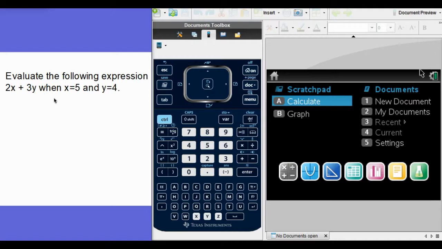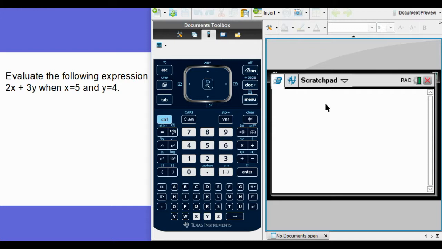So whenever you see that you're supposed to evaluate, the first thing that we want to do is come over to the scratch pad and choose the calculate. So I'm going to hit A for calculate. And then on our scratch pad, we're just going to type in the expression the way we see it. So we'll type in 2x plus 3y.